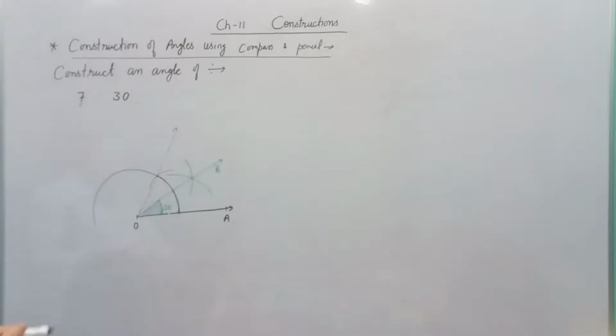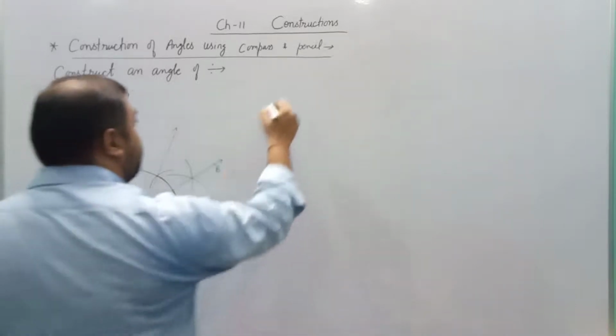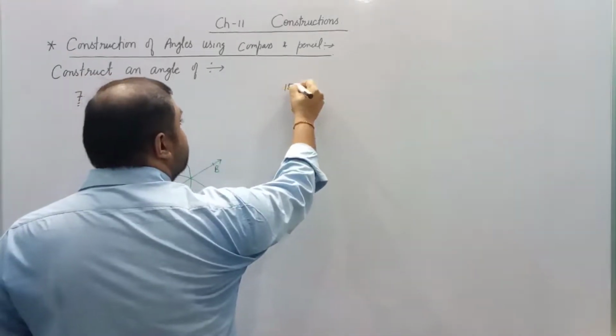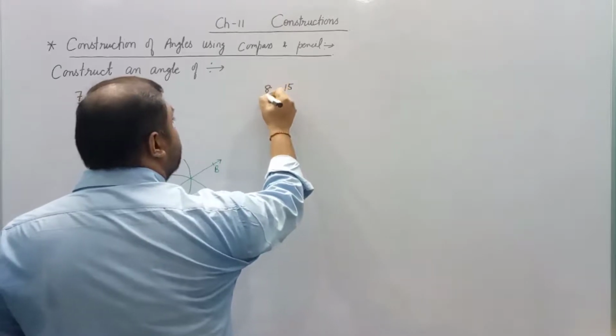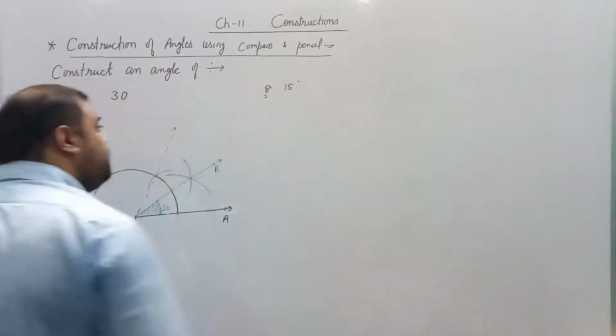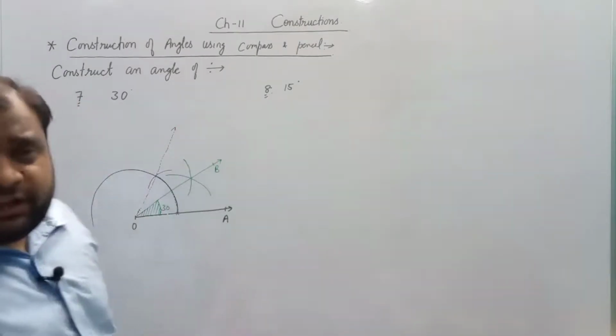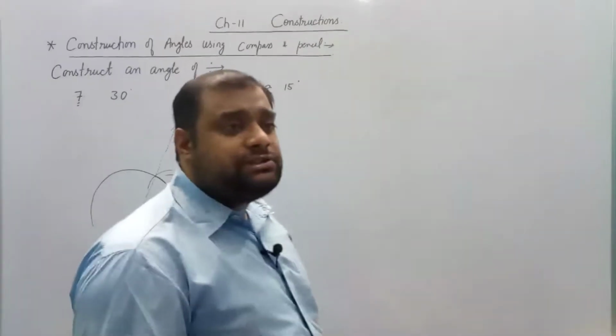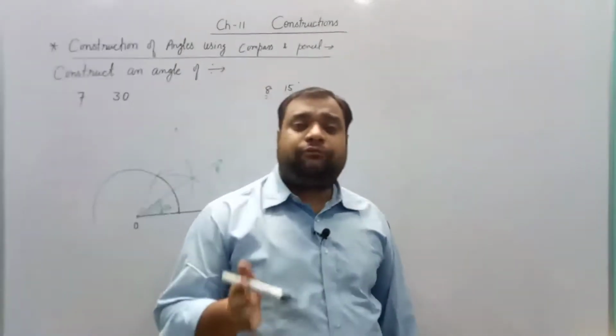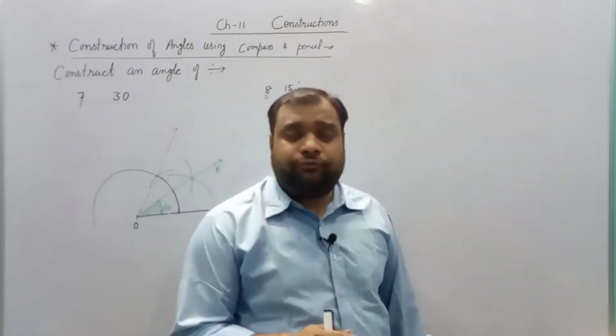Next is 15 degrees, the eighth. Construct an angle of 15 degrees. To construct an angle of 15 degrees, 15 is half of 30. So we have to construct the angle bisector of 30 degrees.